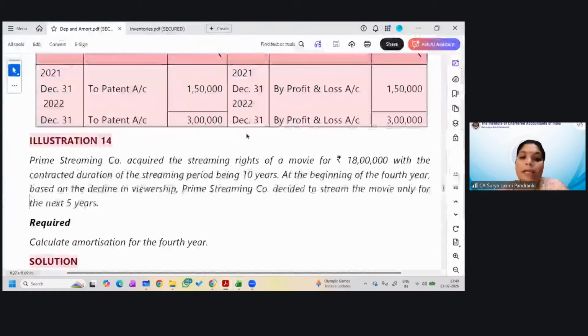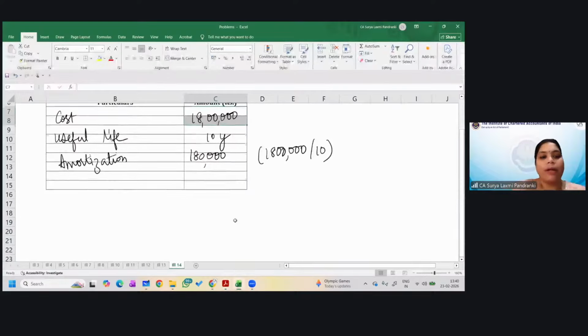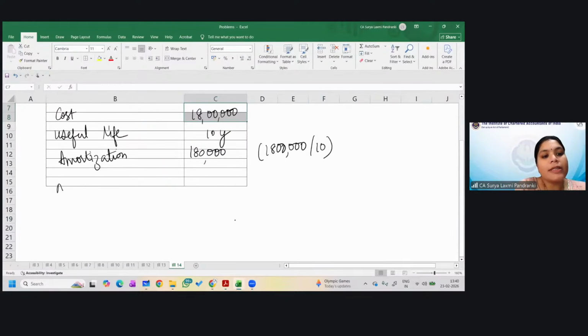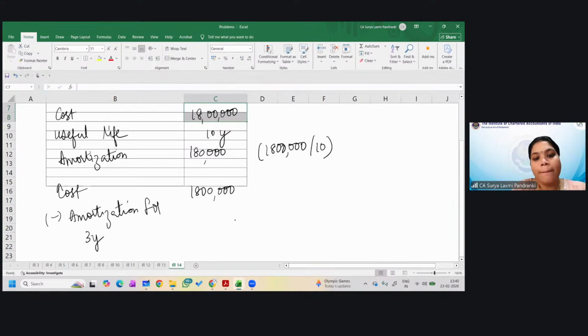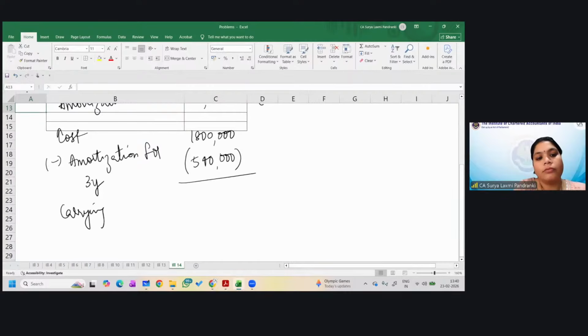Now, after how many years did we decide that the amortization has to be changed? At the beginning of the fourth year, which means 3 years of amortization is already provided, correct? So what is the amortization for 3 years? Cost is 18 lakhs minus amortization for 3 years, which is 5,40,000. Okay. So what is the carrying value? Carrying value is 12,60,000.